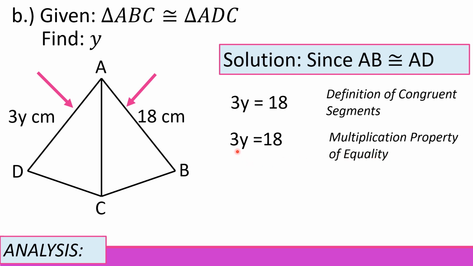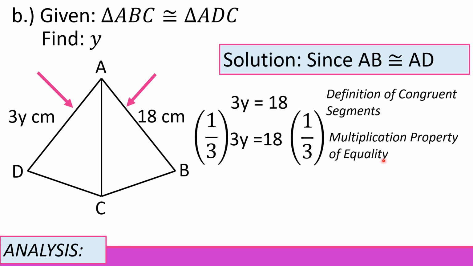And applying the multiplication property of equality, we are going to multiply the reciprocal of the numerical coefficient of 3y, para po mawala yung 3 at maiwan na lang si y. So the reciprocal of the numerical coefficient of y is 1/3. So we are going to multiply 1/3 to both sides of the equation. So that is multiplication property of equality. Then we are going to simplify.